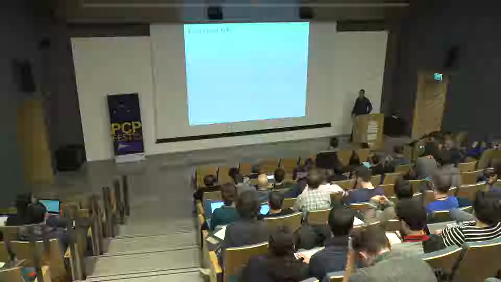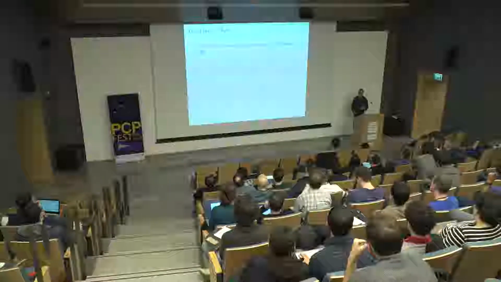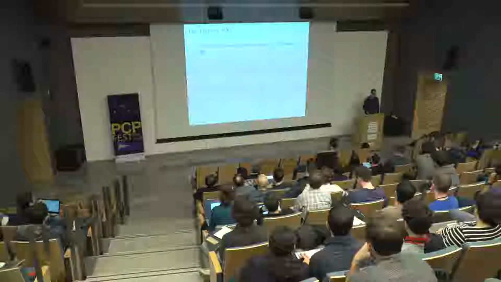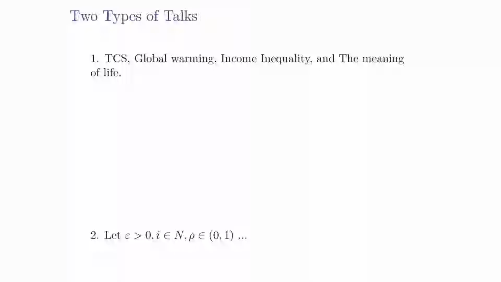So when I sat in the talks this week, they were very inspiring, and I realized that there are two types of talks. And the type of talk I should have prepared is the following: TCS, global warming, income inequality, and the meaning of life. So that's the talk I should have given, but unfortunately I haven't prepared it. Instead, my talk is more like, let epsilon be greater than 0, i is in n, rho in [0,1], and so on and so forth. And especially before lunch, it's not clear that this is the optimal talk to give, but it's already prepared.